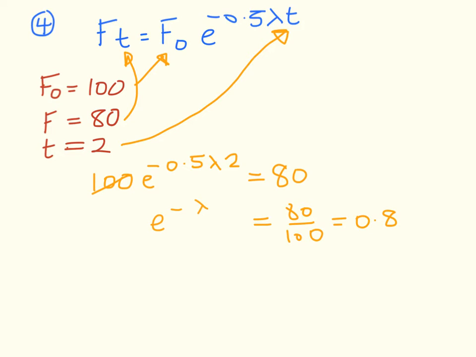If I take the opposite of e to the power as log, I get negative lambda as log 0.8, and then lambda, the missing thing, is equal to negative of log 0.8, which you can get from your calculator.